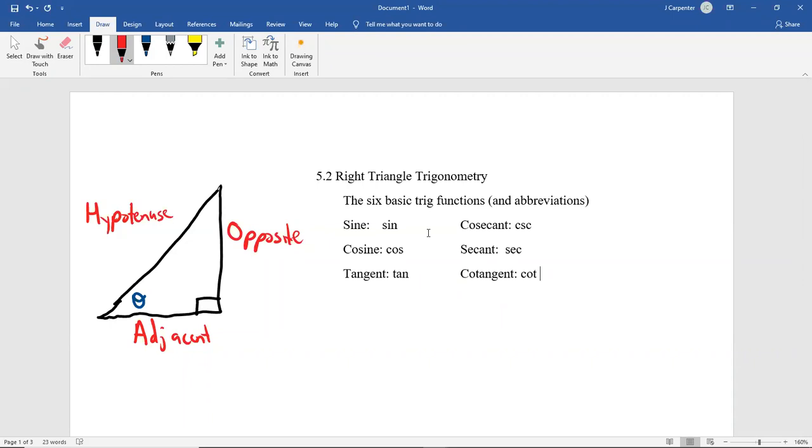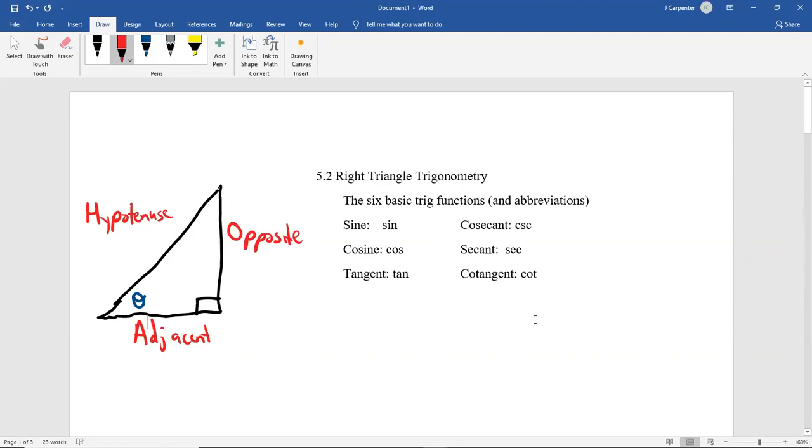And they all are related to the opposite, hypotenuse, and adjacent. In fact, these are all heavily related to each other. A cosecant is related to a sine. A secant is related to a cosine. A tangent is related to sine and cosine. In fact, you can relate cosine and sine. You can relate any of these two together in some way, shape, or form.